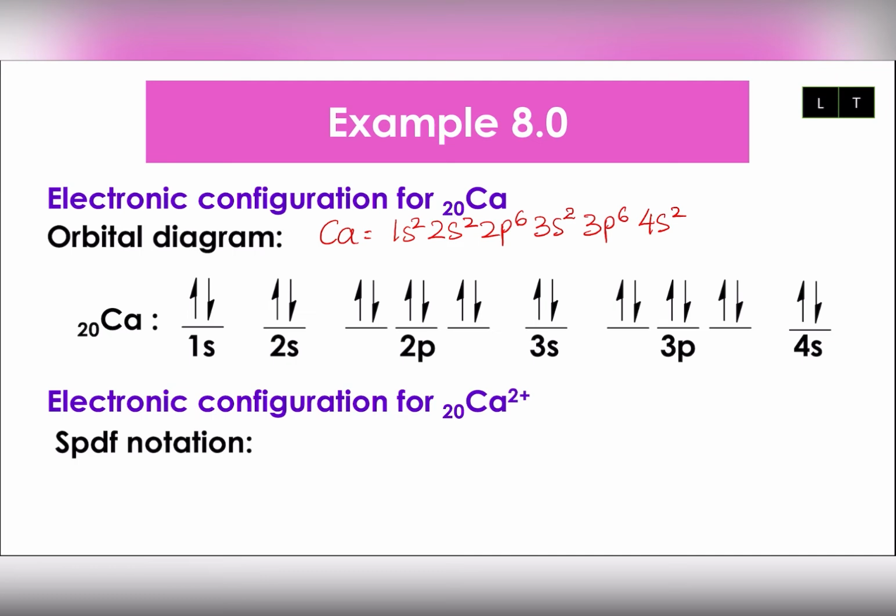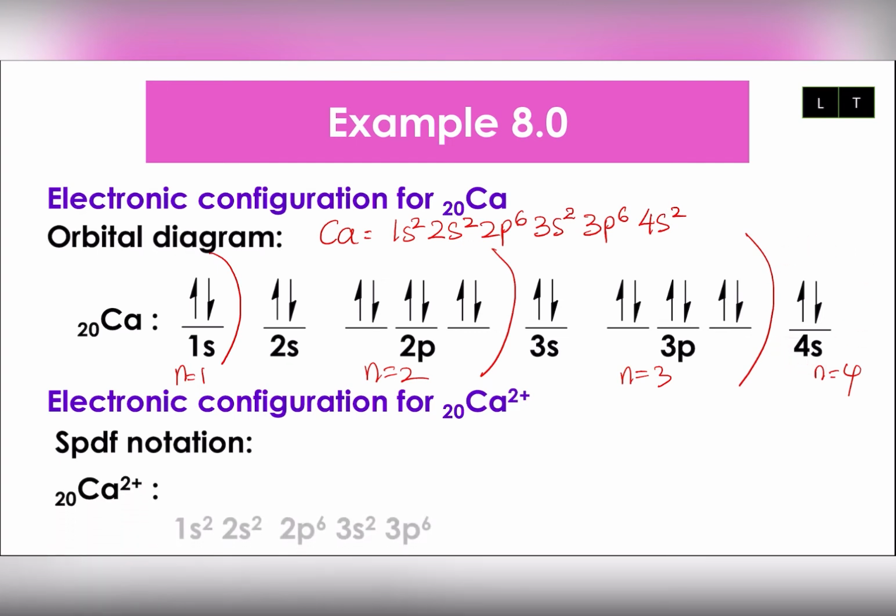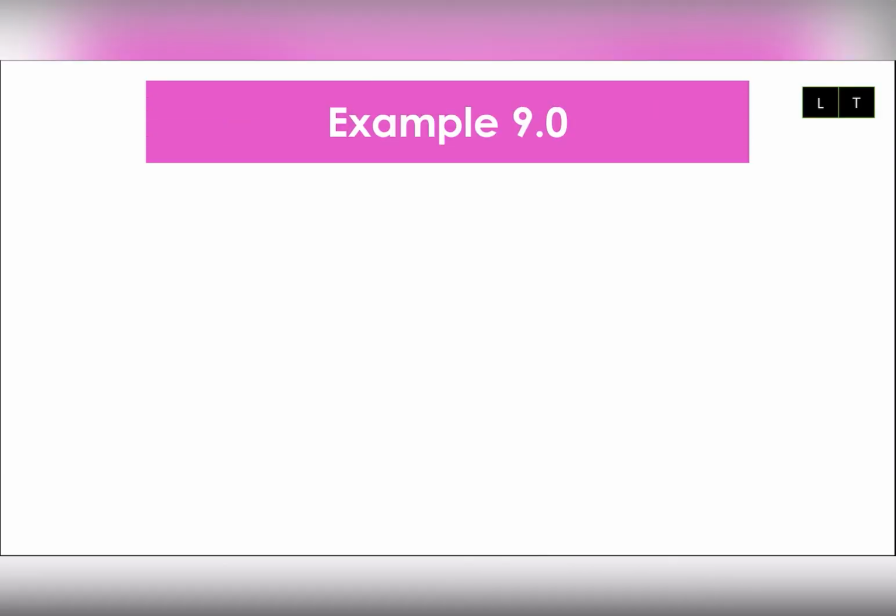As we've learned so far, we remove electrons from the higher energy level. As you see here, we have n equals 1, n equals 2, n equals 3, and the last one, n equals 4. So n equals 4 is the highest energy level with 2 electrons in the 4s orbital. So I'm going to remove 2 electrons for Ca2+, removed from the 4s orbital. What's left for Ca2+ is 1s2, 2s2, 2p6, 3s2, 3p6. This one.